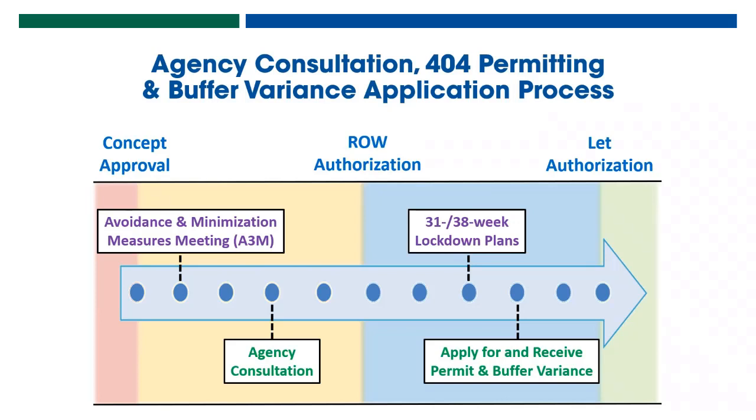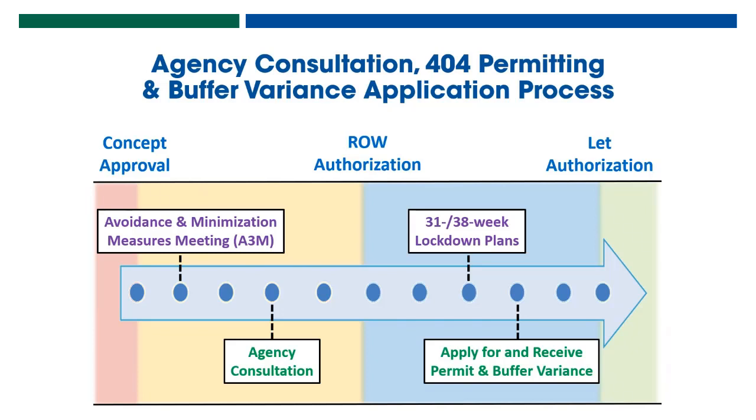There's a lot of work being done as this blue arrow proceeds, if you will, through the course of a project schedule. But I want to draw your attention to the avoidance and minimization measures meeting, as well as the lockdown plans. The A3M is critical, as you've heard. It helps us initiate this conversation with designers, us ecologists, and other environmental SMEs. We have an opportunity to engage with designers and other members of the project team about what the project will require in terms of environmental impacts and therefore permits, agency consultation, and so on.